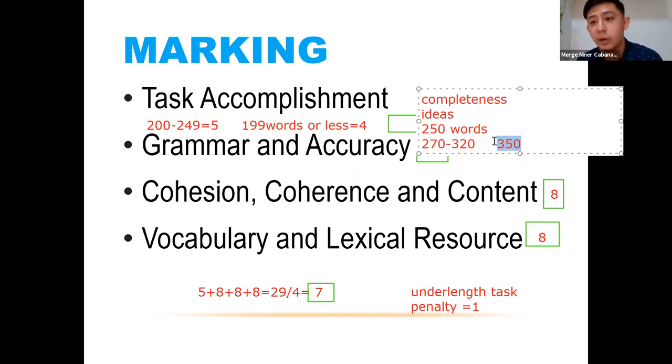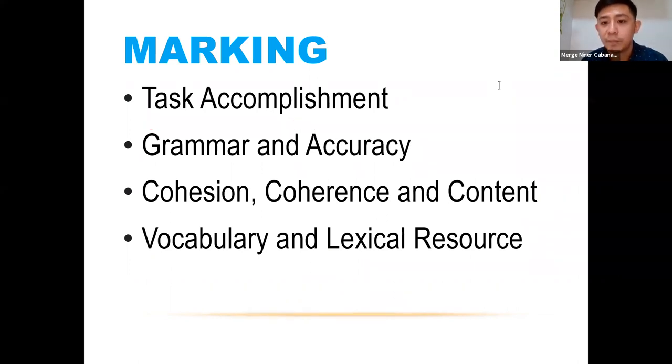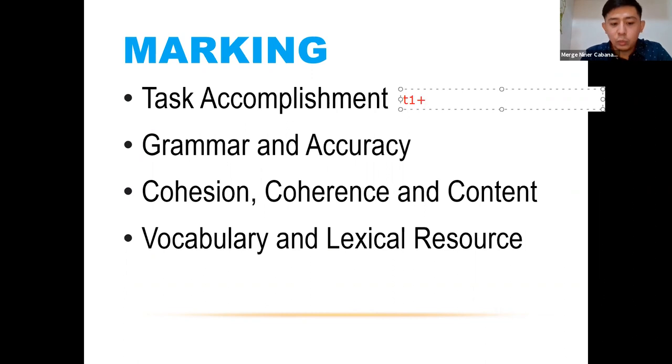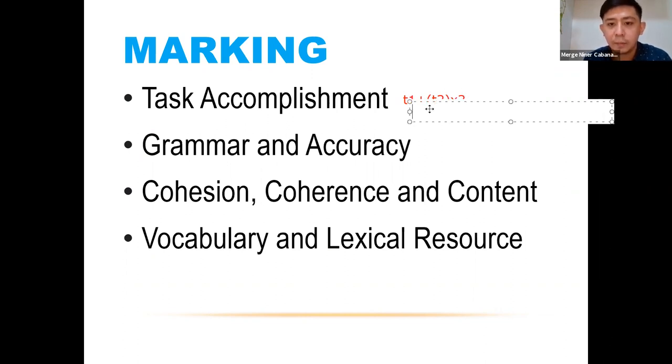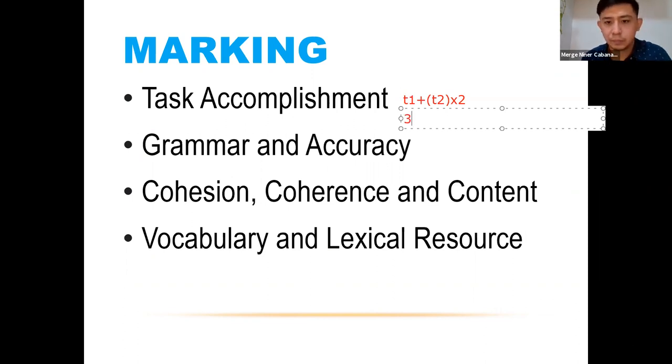Again, that is correct. You heard me right. You will do writing task two first on the actual exam, and then we will do writing task one last, because writing task two is more important than writing task one based on the computation. I'm going to repeat myself here, okay? Based on the computation, you will add the task one score with the task two score, but before you add them, you will multiply task two by 2. And then you will divide it by 3. Okay, so this is the formula. You have your task one, and then you add task two multiplied by 2, and then you divide it by 3.